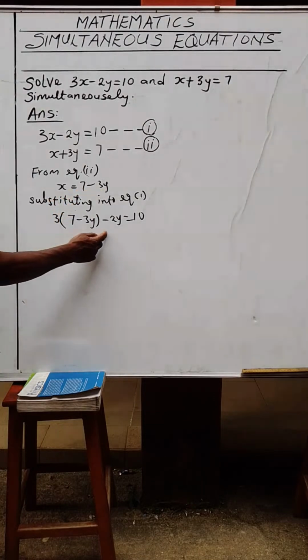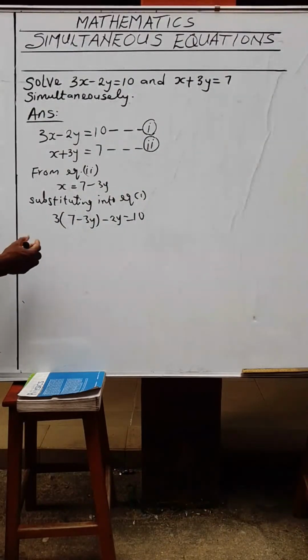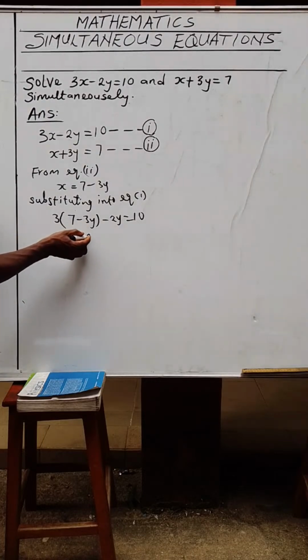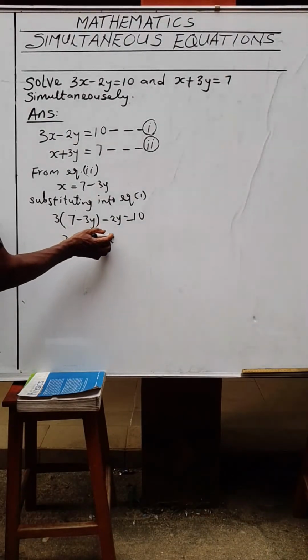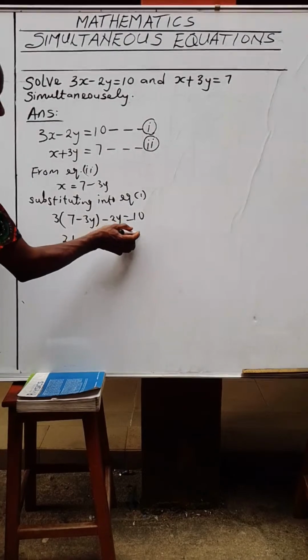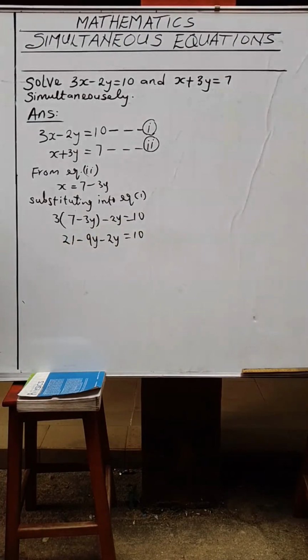So we are now going to clear the brackets. When we clear the brackets, 3 times 7 is 21. So we are going to write 21 here. Then minus 3 times 3 is 9, that's 9y. Then minus 2y, and this is equals to 10. Right? This is what we're going to get here.